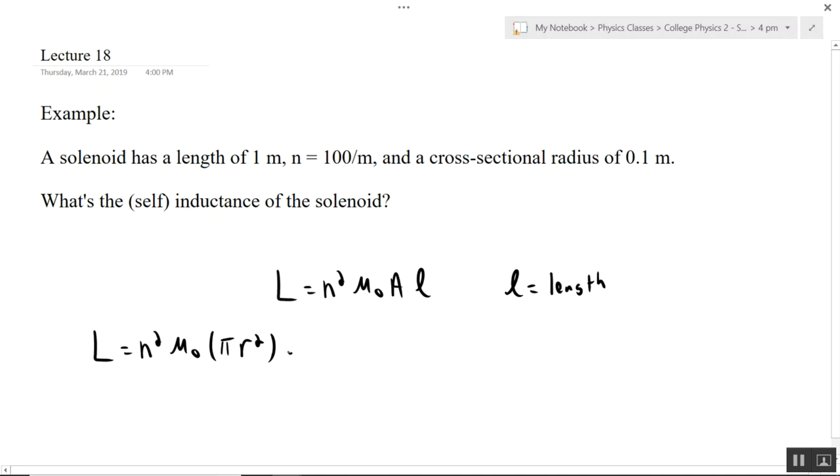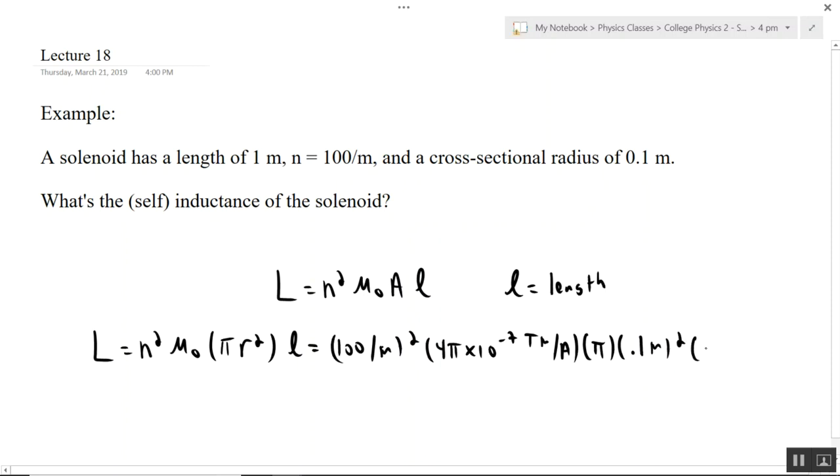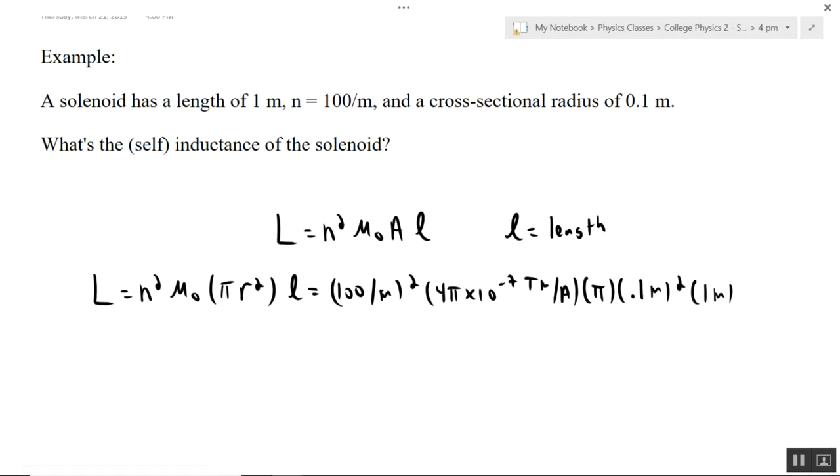Okay, so times l. Then you just put in the numbers, right? So n is 100 per meter, so you square that, times mu zero, which is the same thing it always is, 4 pi times 10 to the minus 7, times pi times r squared, which is the area, and then times l, which is the length, which is 1 meter. You put all that in your calculator and you get some number, which is 3.94 times 10 to the minus 4.